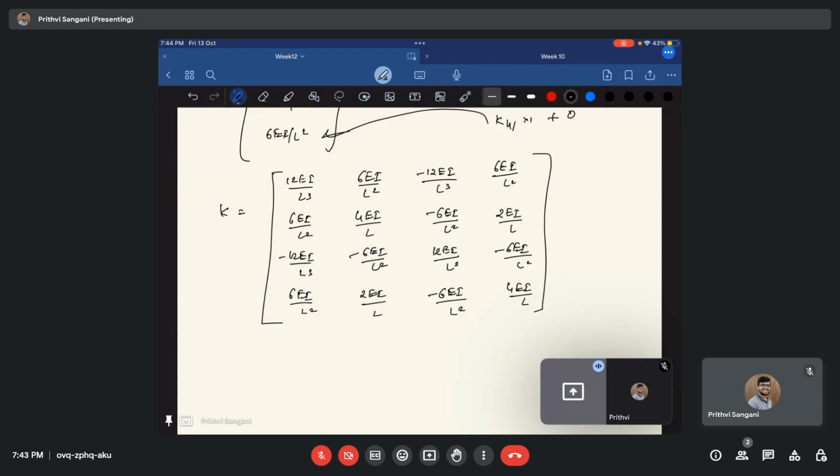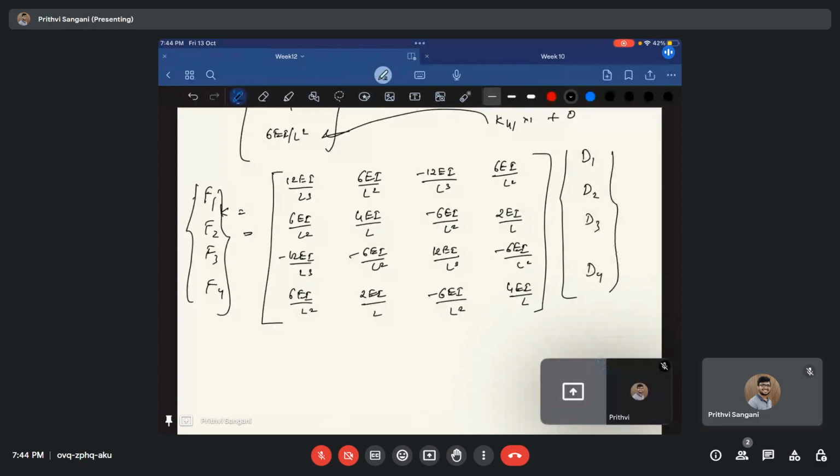Okay, this is the stiffness matrix for the beams. So for a beam, this is my stiffness matrix. If you know this, you can find out for different cases. So what I'm trying to say is F1, F2, F3, F4 equals this times D1, D2, D3, D4. This is 4 by 1, this is 4 by 4, this is 4 by 1 matrix.